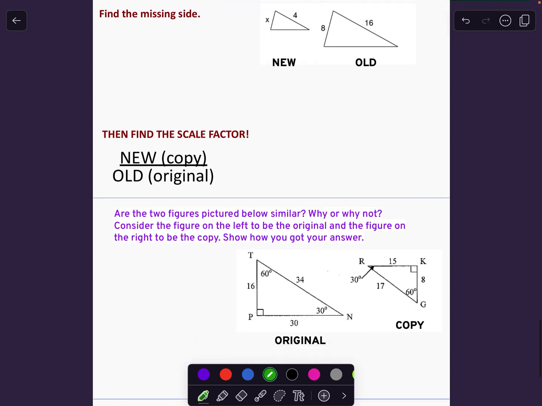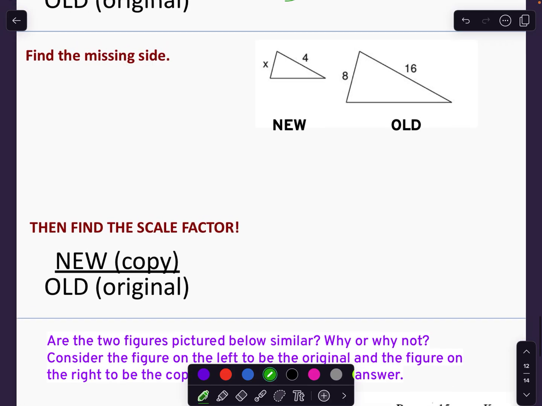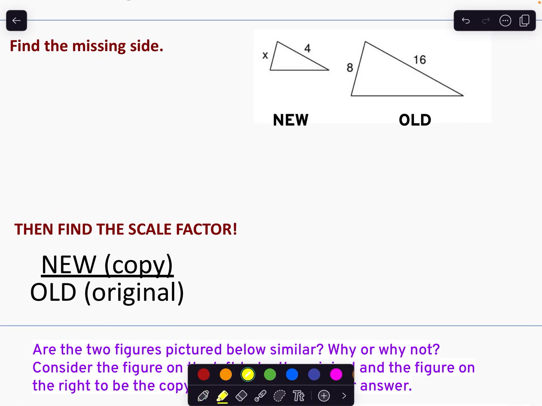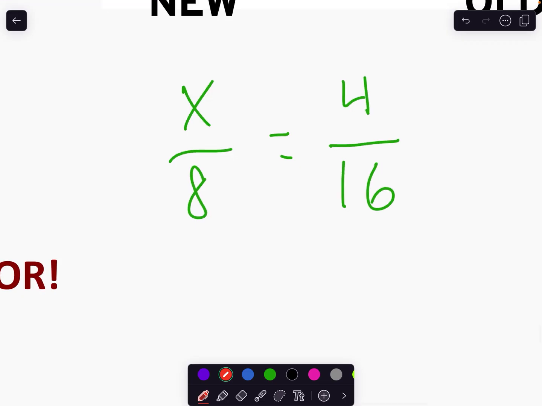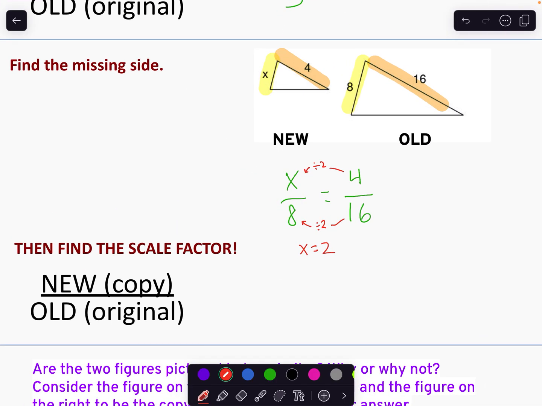Let's go down here. There's 2 more to look at. So one more example, right? Missing side, then the scale factor. So we'll compare these two sides. We'll compare these two sides. So I'll do x over 8, the new over the old, equals the 4 on the new over the 16 on the old. Now this one I could do cross products, or I could just see that 16 divided by 2 gets me 8, so 4 divided by 2 should just get me 2, right? I can kind of see that pattern there. So x is going to be 2.